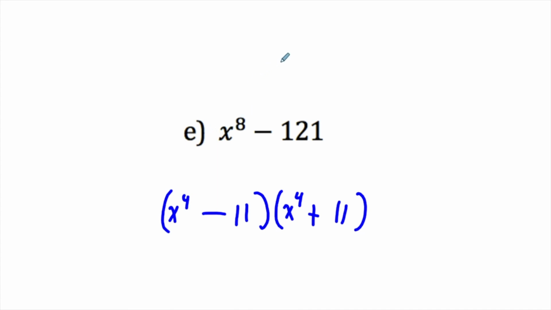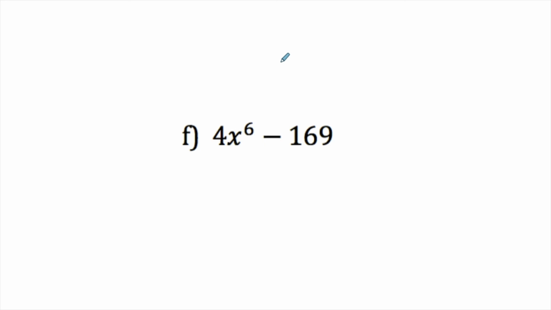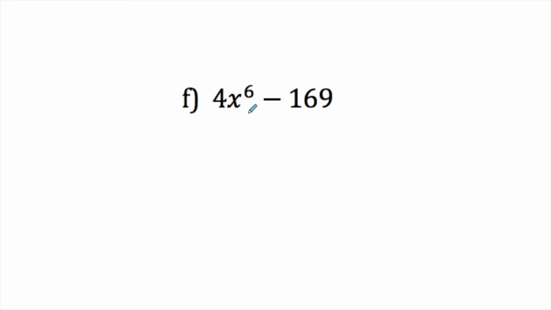All right? One more. I think this is the last one right here. Yep, one more. Okay. Is it a difference? Yes, we have a minus. Do I have two terms? Yes. 4x to the 6th, 169, we have two terms. Are they both perfect squares? 4 is a perfect square. X is to an even power. That's a perfect square. And 169 is a perfect square, so I'm ready for my two sets of parentheses.